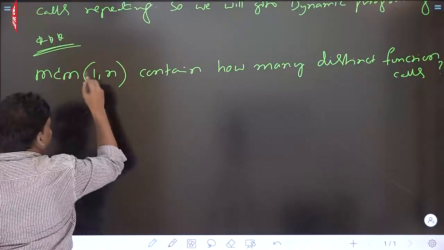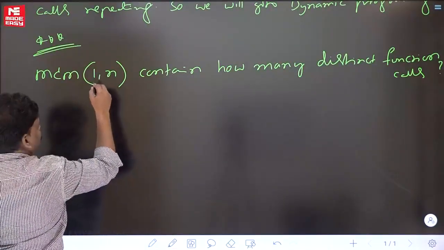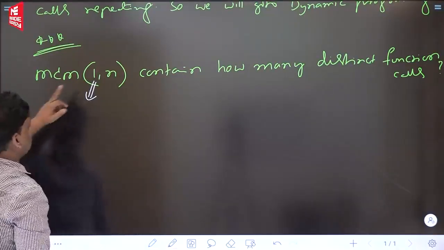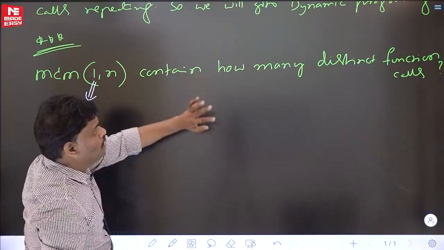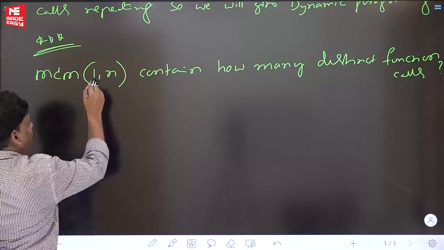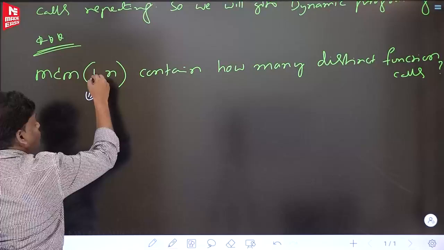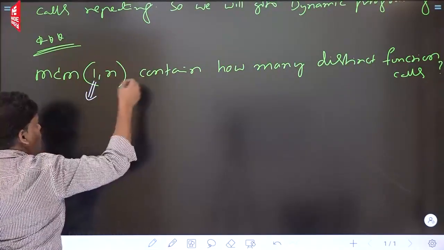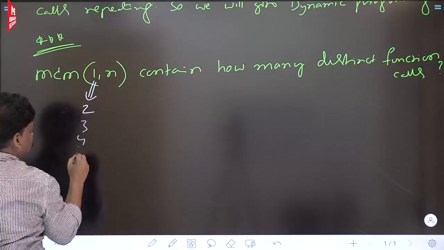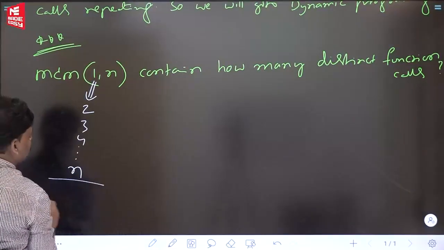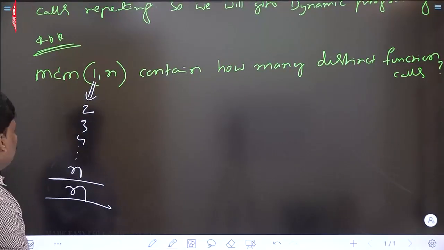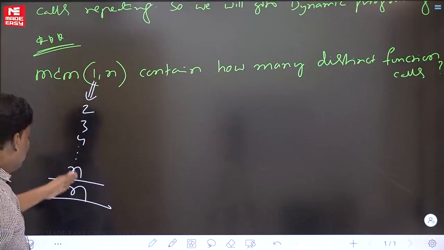The answer is very simple. Whenever the MCM program is going on, this first parameter will change in how many ways? In MCM of 1 comma n, at this one place, whenever they are calling recursively, it may be 2 that comes, it may be 3, it may be 4, and so on. It may become n. It changes in n ways. Please check yourself: 1 may become 2, 2 may become 3, and so on. Almost n ways.